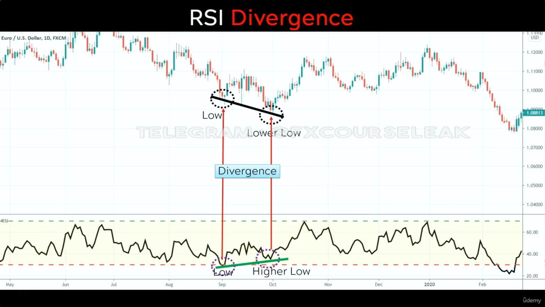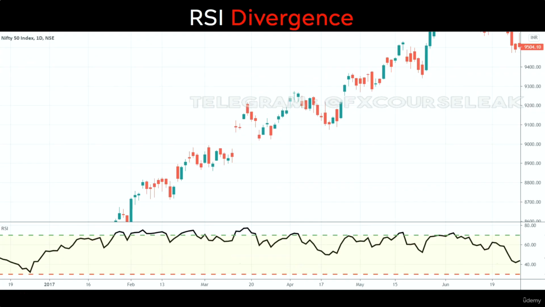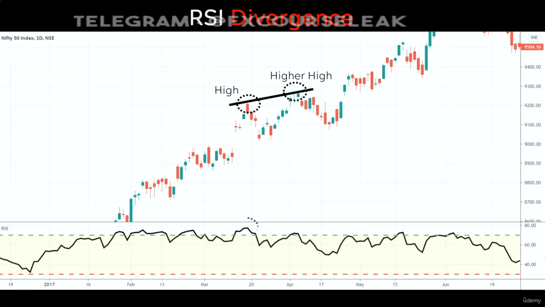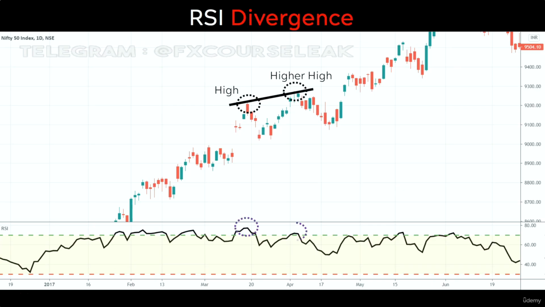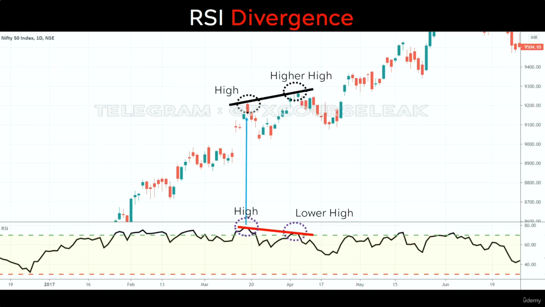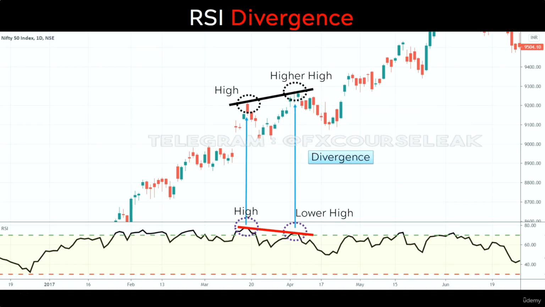Also notice this Nifty chart where you can see the price is making a higher high, but RSI on the other hand is making a lower high. Friends, here also there is disagreement between RSI and price action. So here also there is divergence.